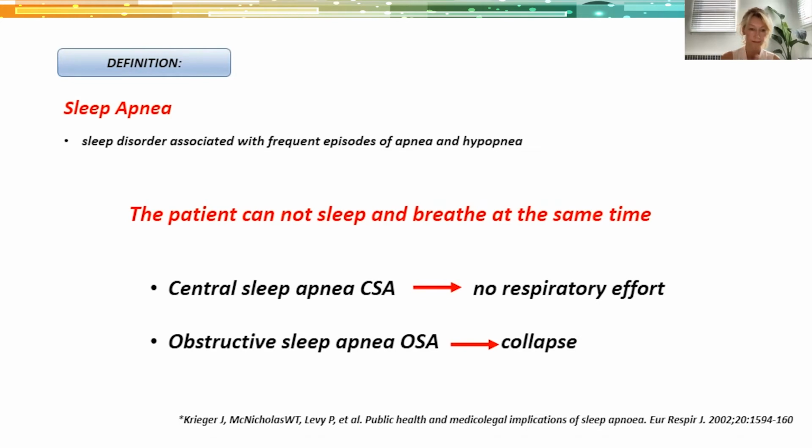Both of those are medical conditions. They are diagnosed, managed, and treated by the medical team, but we can contribute to the second one. So obstructive sleep apnea is different from central sleep apnea in that the brain is sending impulses to breathe, and the patient is trying. There is a respiratory effort, the lungs are moving, but there is obstruction in the pharynx so that no air is going through.